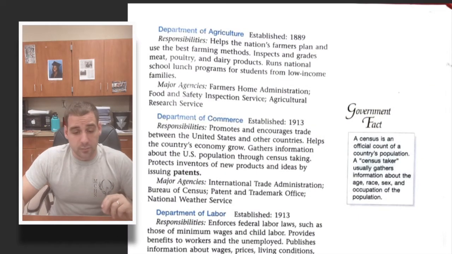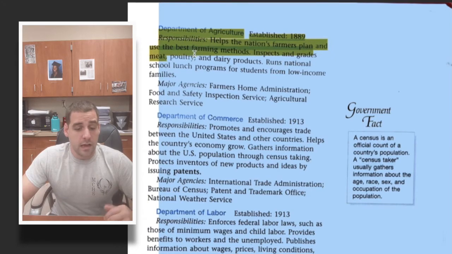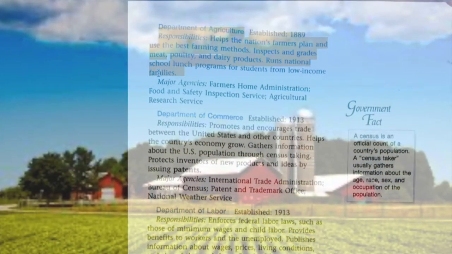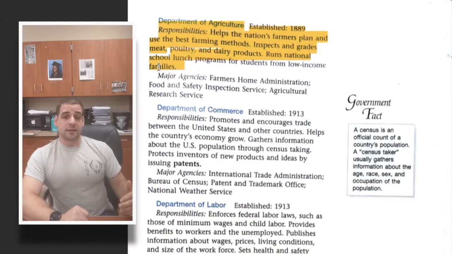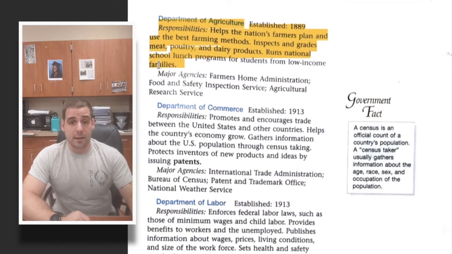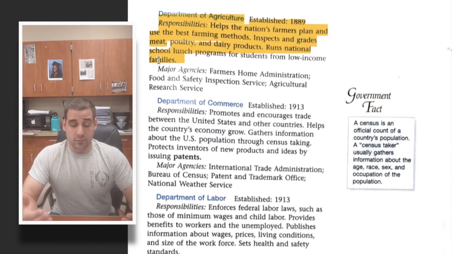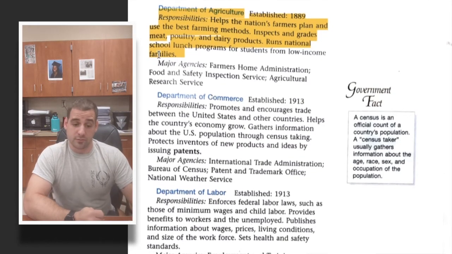The next one is the Department of Agriculture, and they help the country's farmers figure out how to best use their resources. They're also involved with the free and reduced lunch program they have at many schools. During World War II, they were very important because the government basically asked farmers to grow certain crops to feed soldiers that were overseas.